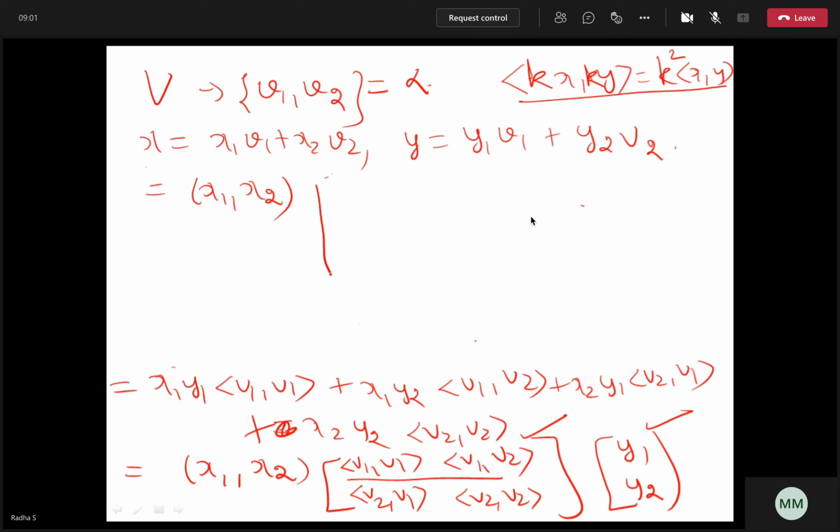So what happens? It is y1 into inner product of v1 comma v1 plus y2 into inner product of v1 comma v2. Can you understand or not? A 2 by 2 matrix into a 2 by 1 vector. How do you multiply? This first row into this column. So I have done it.